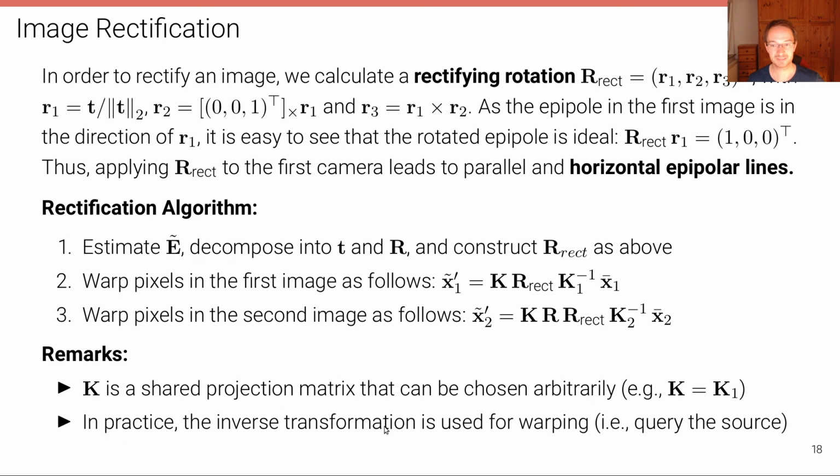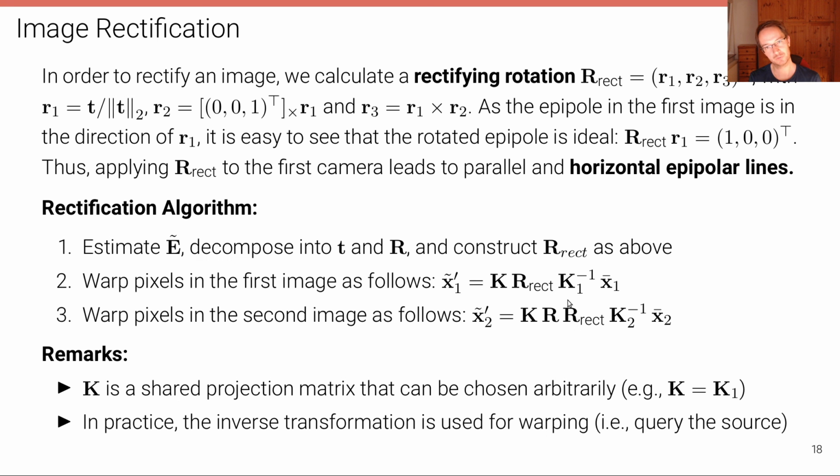And in practice, we don't compute this transformation, but we compute the inverse transformation. Taking all the pixels in the original image and projecting them into the virtual image is not ideal, because there might be points that get projected on top of each other, and points that get stretched, so there is a missing pixel in the target image. What's better is to go through all the pixels in the target image, in this new virtual image, and query the source pixel in the original image by applying the inverse transformation. So we just invert this expression here.